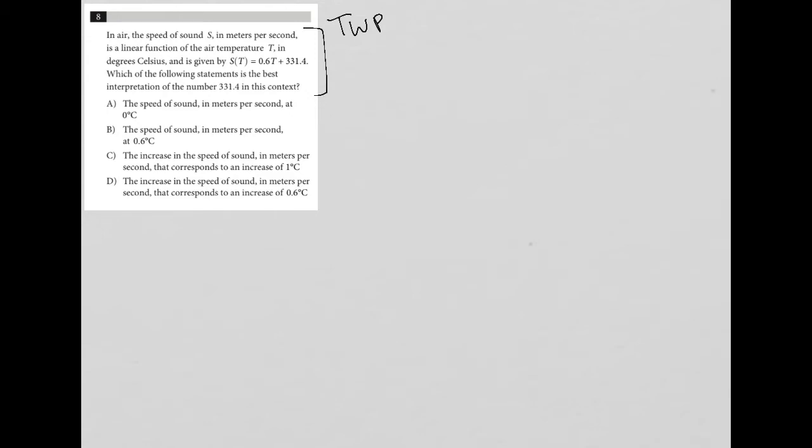So the question starts off with, in air, the speed of sound, s, in meters per second, is a linear function of the air temperature, T, in degrees Celsius, and is given by this equation, which I always recommend you write down equations that are provided. So S of T is equal to 0.6 T plus 331.4. So there's our linear function, right?